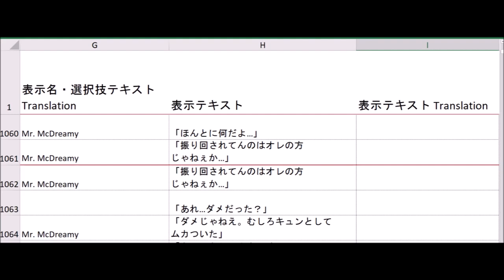They come in as Excel documents with the character names in column G, the Japanese text in column H, and I insert my English translations into column I. Mr. McDreamy isn't really the character's name. I just changed it so it would be less obvious what this game is.